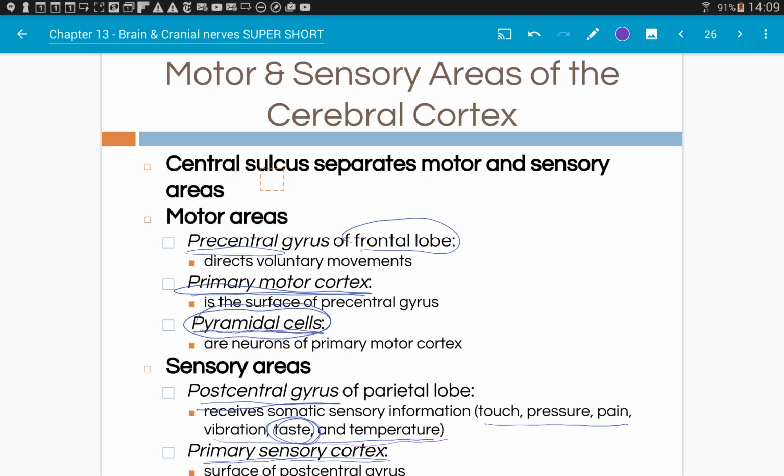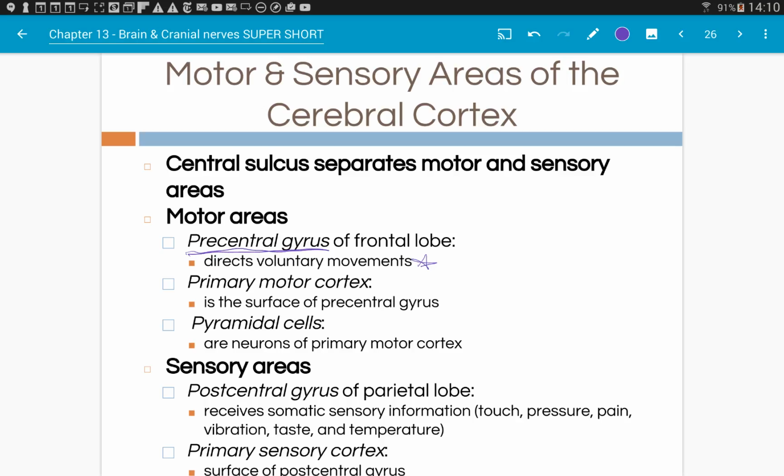Sorry, all that writing, we'll erase that. Okay, so those 2 areas I just mentioned, the precentral gyrus and the postcentral gyrus. The motor area is found within the precentral gyrus. It's the most posterior portion of the frontal lobe. This is responsible for voluntary movements. Okay? And so that region we call the primary motor cortex.